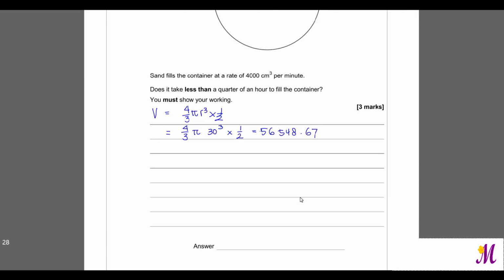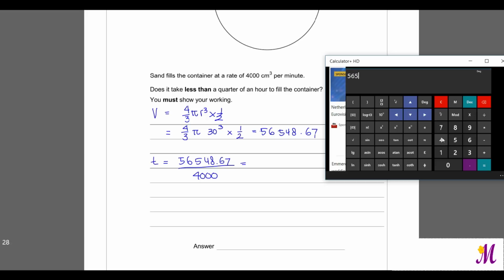Let's check how many minutes we will need to fill up the whole container. Let's say time will be in minutes, is this volume divided by this volume. So 56548.67 divided by 4,000. The reason we can divide it is because this volume is in centimeter cubed, and this volume is also in centimeter cubed. Let's use a calculator again. 56548.67 divided by 4000.